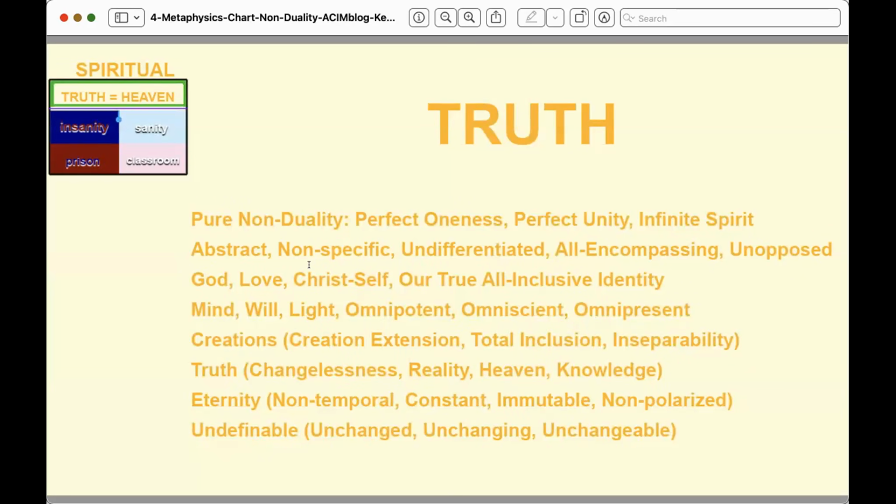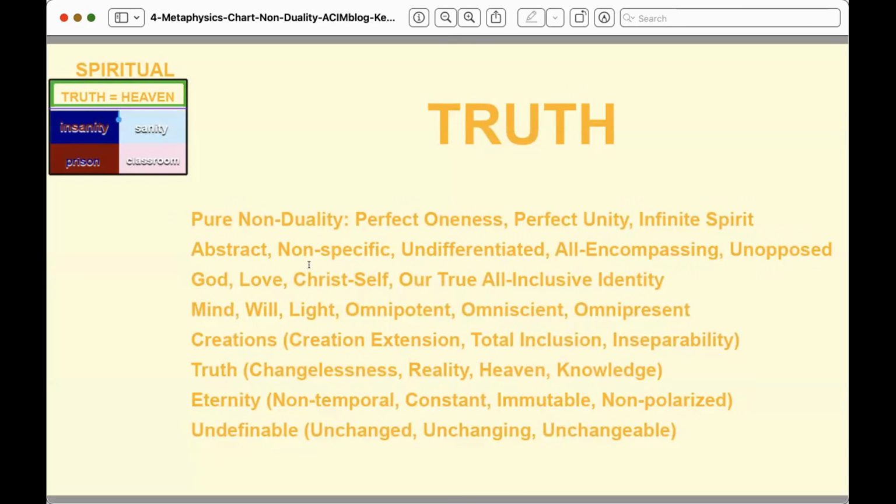Truth is changeless. It's the capital R reality of heaven. Knowledge with a capital K. Eternity, non-temporal, constant, immutable. It's non-polarized, meaning there's nothing to fight against. There's nothing, just like the very opening lines in the course, nothing real can be threatened. Nothing unreal exists. So this is an example of there's nothing outside this in truth.